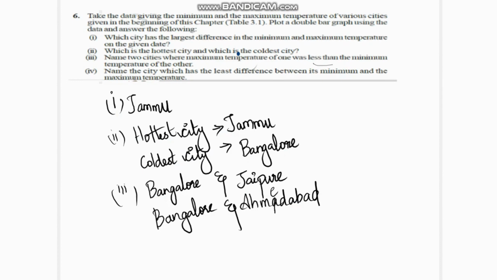The fourth question: name the city which has the least difference between the minimum and the maximum temperature. So we need to find the city which has the very least difference between the minimum and the maximum. This is the vice versa of the first question, which asked which city has the large difference. We found out that Jammu and Kashmir has the large difference. Here the fourth question is the opposite. So we need to find the least difference.